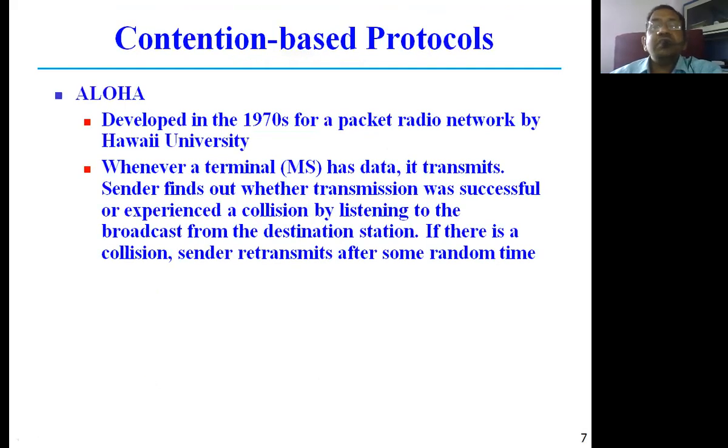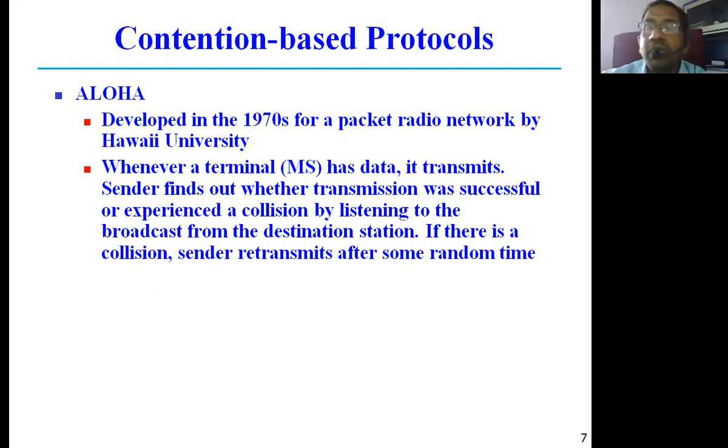Already we discussed a contention based protocol using the Aloha protocol, which was developed in 1970 for a packet radio network by Hawaii University. So contention based protocols come under the packet radio protocols. We have packet radio protocols in the syllabus, so for packet radio protocols, we can write about these contention protocols.